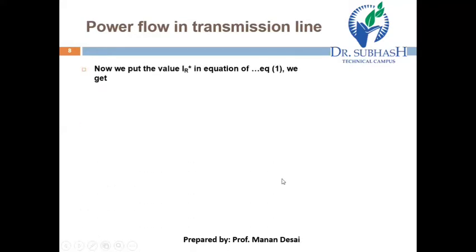Now we put the value of IR in equation 1, and then we get SR is equal to VR times IR conjugate. VR is multiplied with the IR equation. So VS VR upon B at angle beta minus delta, minus A VR square upon B at angle beta minus alpha. This is our equation 3.